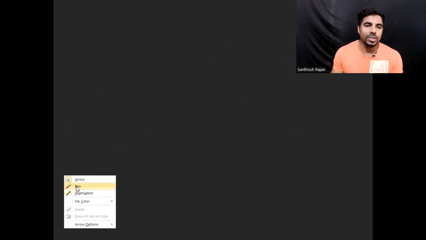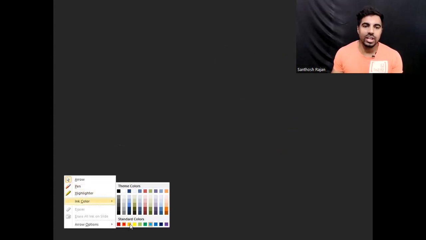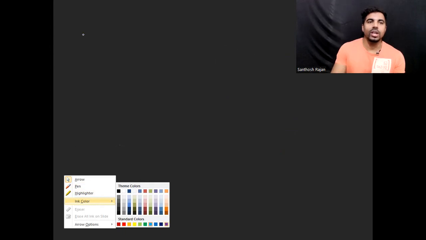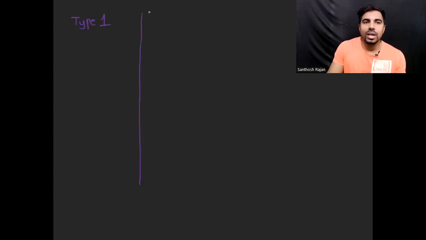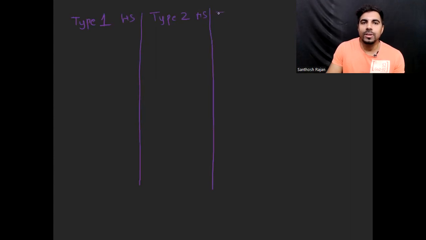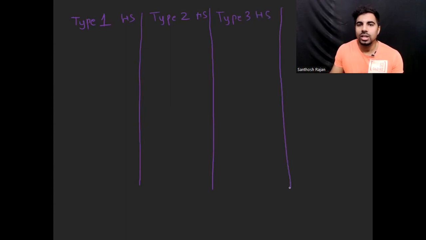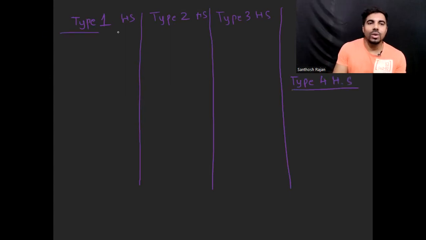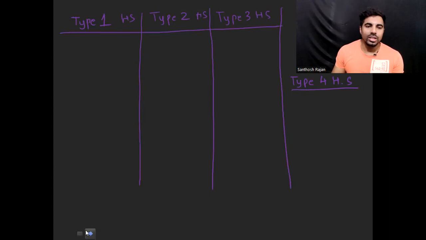So what are the hypersensitivity reactions you know? We're going to write that. Type one, I'm going to write it like this, it'll be easier. Type one hypersensitivity reaction, type two hypersensitivity reaction, type three hypersensitivity reaction, and then type four hypersensitivity reaction. Got it?